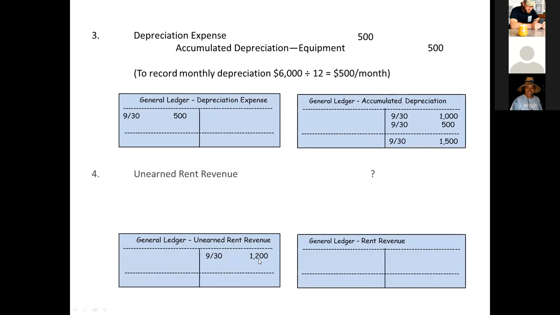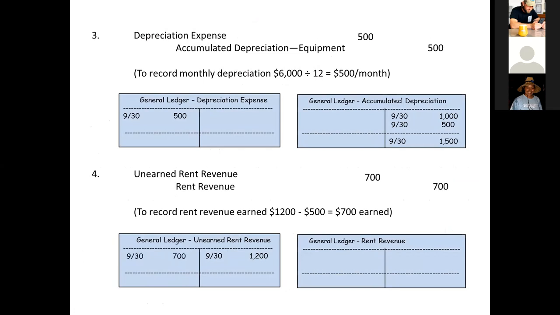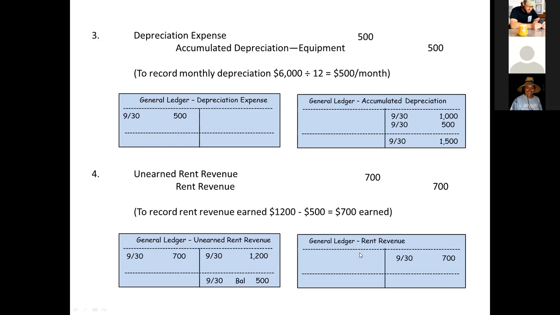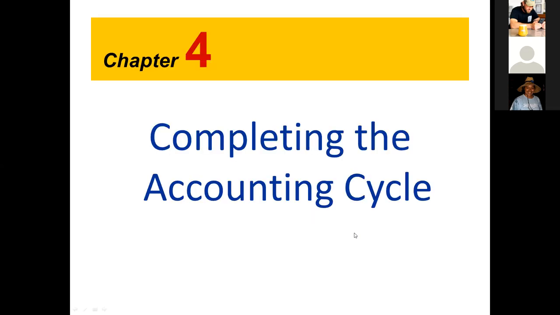So we're going to debit the unearned revenue account 700, because they said there's an ending balance of 500. That means 700 was earned. You have to debit the unearned revenue account 700 to get a remaining 500 balance. And then you have the credit to the rent revenue account for 700. Okay, so that's basically what Chapter 3 was all about.